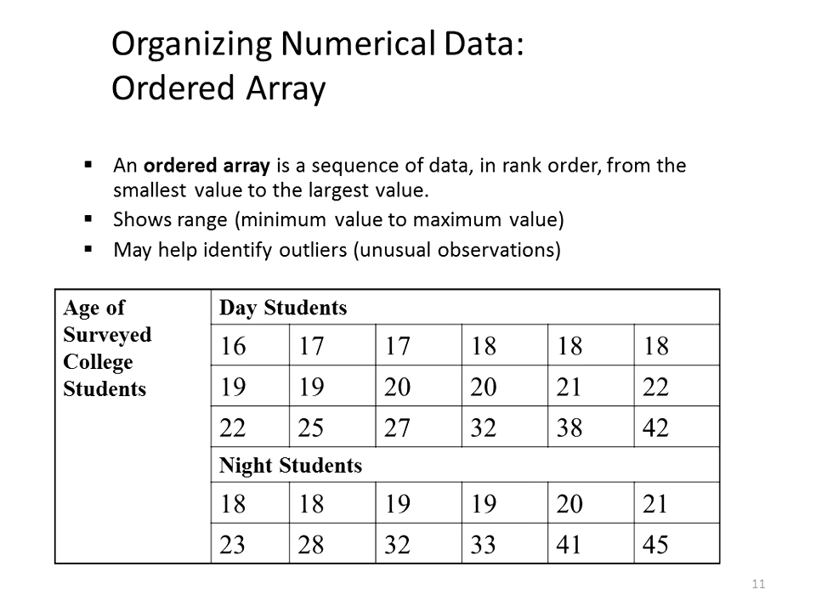Now the ordered array is a sequence of data in rank order from the smallest value to the largest value. It shows the range, minimum value to the maximum value, and it helps to identify outliers as well. So if you have a survey of college students, the day students and the night students, you now arrange that data that is given to you in an array from the smallest to the largest. Once you have done that, then we can proceed. This data is already arranged for you.